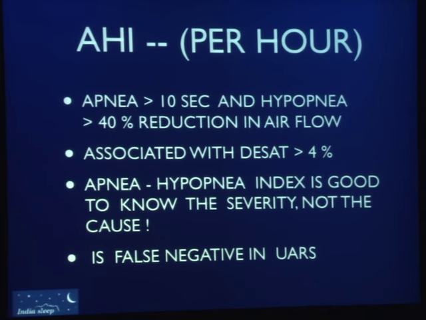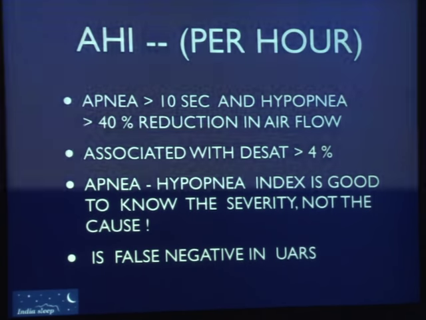The problem is, if we calculate the number of events in an hour, it tells us the severity of the problem, but not the cause. If I have a problem in my knee and I'm asked to climb 5 floors: if I can climb 5, I'm fine. If I can climb only 4, I have a mild problem. 3, moderate. 2, severe. 1, very severe. That's severity, but that does not tell me where the problem in my knee is. Is it osteoarthritis, tubercular arthritis, rheumatoid arthritis, or what? So AHI gives us the severity, not the cause. That is one thing that has to be understood.